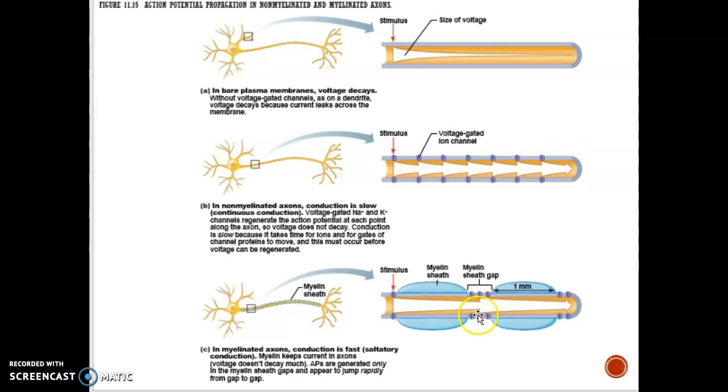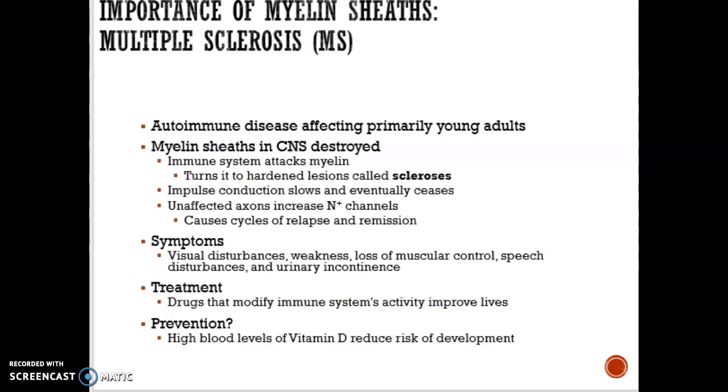Then in the gap, I have saltatory conduction taking place, which sparks it up and allows for that conduction to happen again. Much more effective. So this kind of tells us a little bit about why something like MS is such a damaging disease.